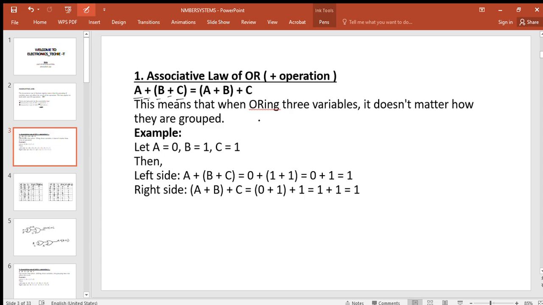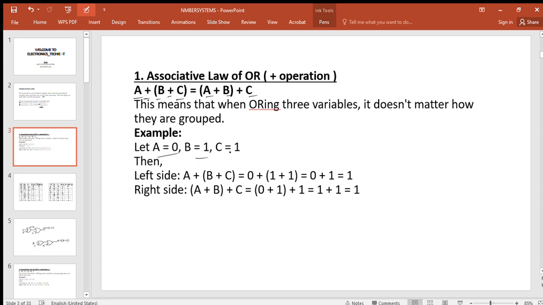It doesn't matter how they are grouped. You can add A plus (B plus C) or (A plus B) plus C. It doesn't matter how you combine them. Whatever process you follow, the result will not be affected. It will be the same. So let us consider one example.